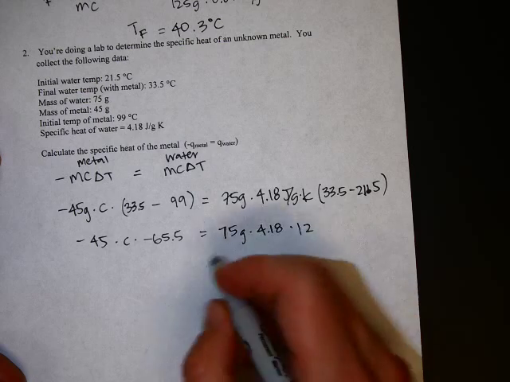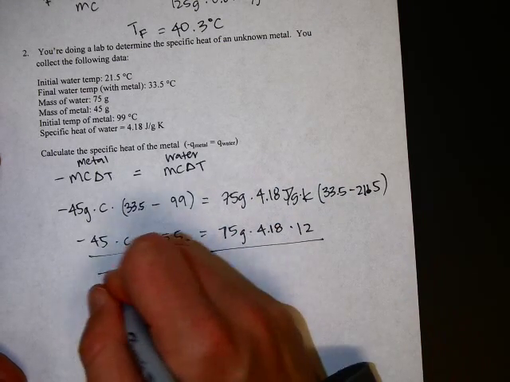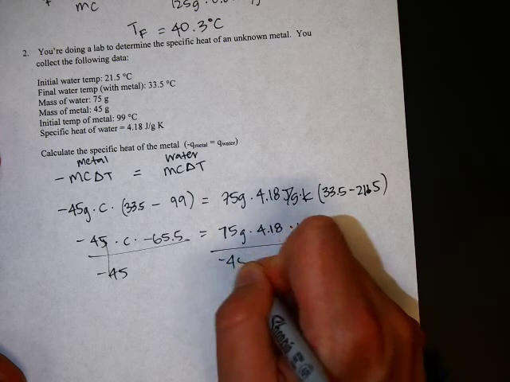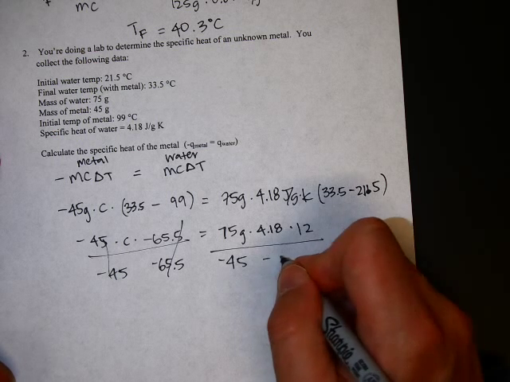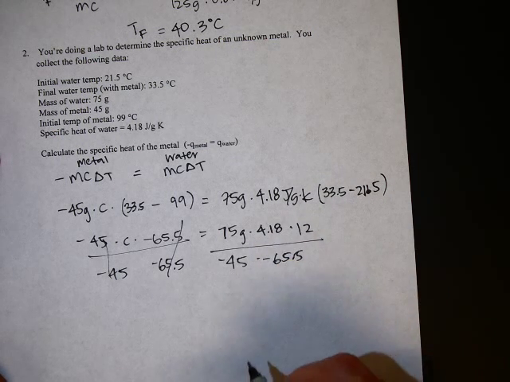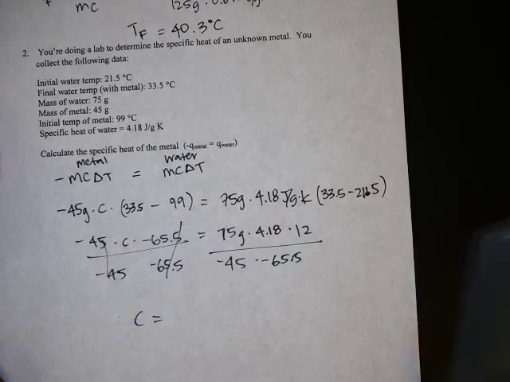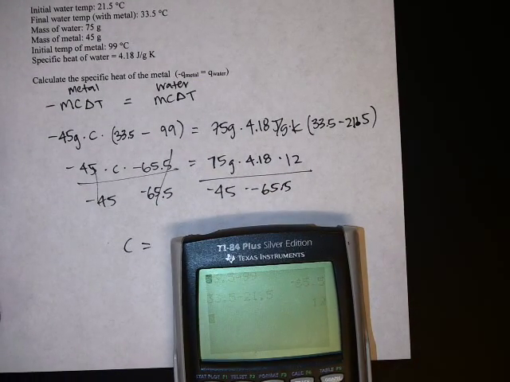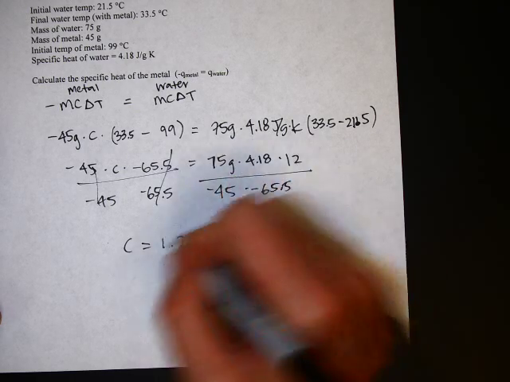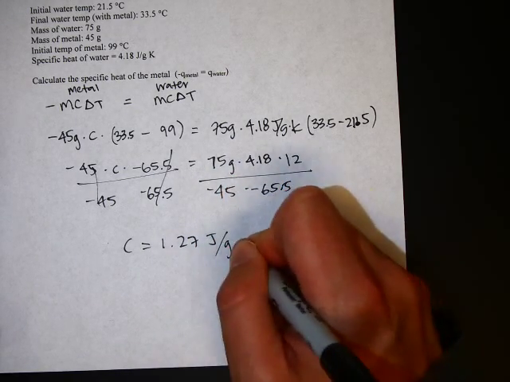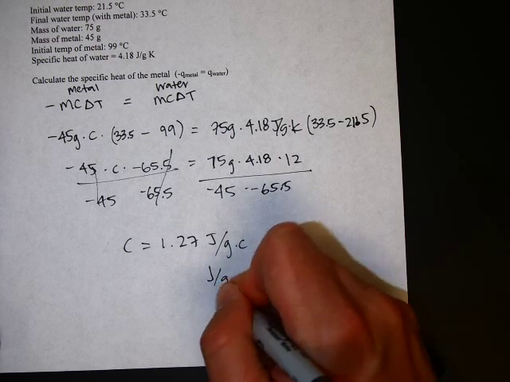Now you want to get C by itself, so you divide each side by negative 45 and negative 65.5. So C is equal to 75 times 4.18 times 12. And I got 1.27. And since it's a specific heat, the label is joules per gram times Celsius, or joules per gram times Kelvin.